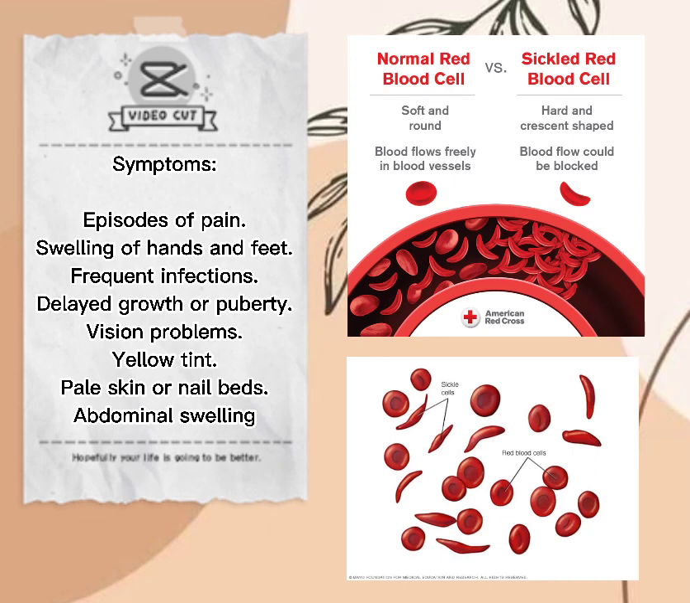Symptoms: episodes of pain, swelling of hands and feet, frequent infections, delayed growth or puberty, vision problems, yellow tint, pale skin or nail beds, abdominal swelling.